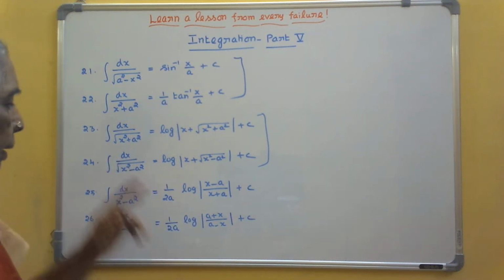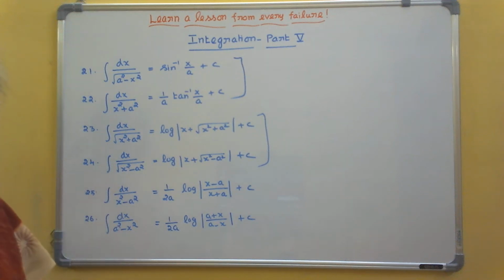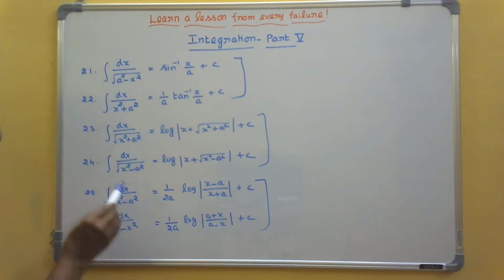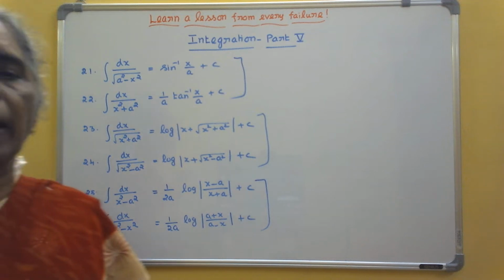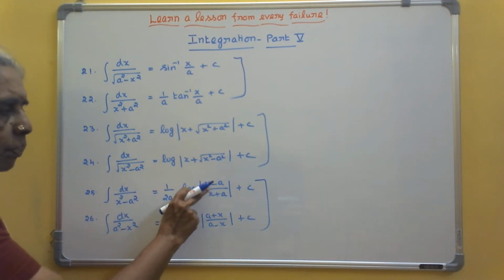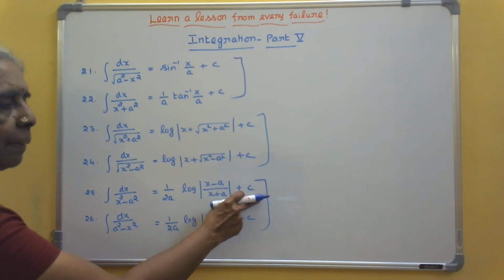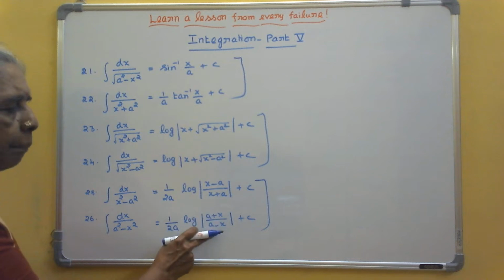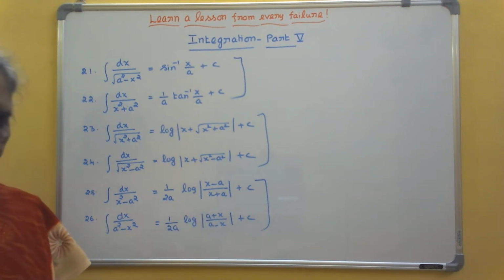Okay. Come to the last two. We have to group them together. Here there is no root in the denominator. Dx by x squared minus a squared. Here you have a squared minus x squared. The first one is 1 by 2a log mod x minus a by x plus a plus c. This one is 1 by 2a log mod a plus x by a minus x plus c.